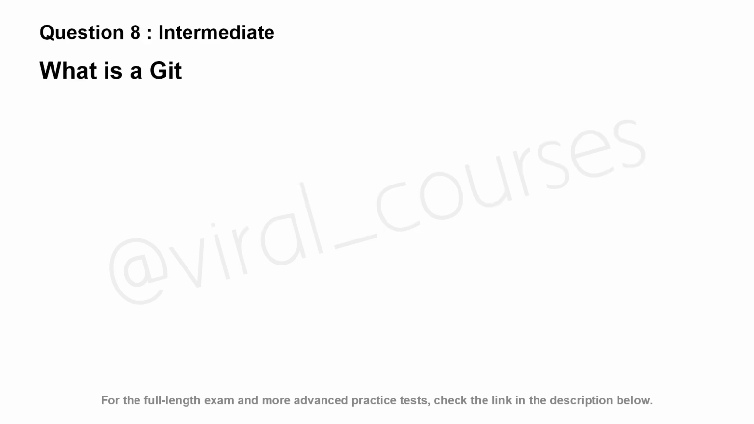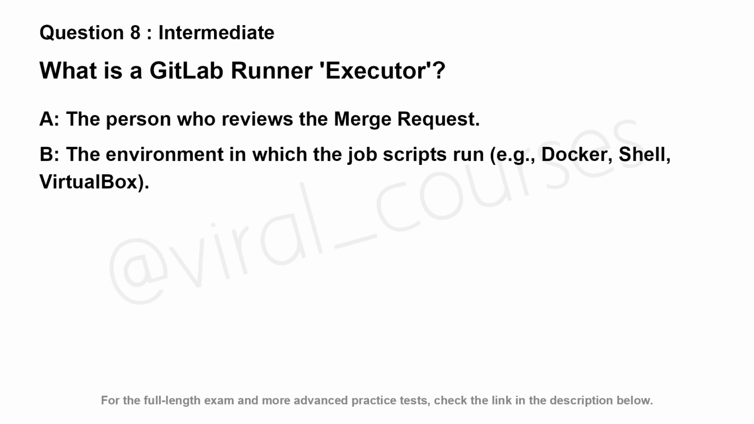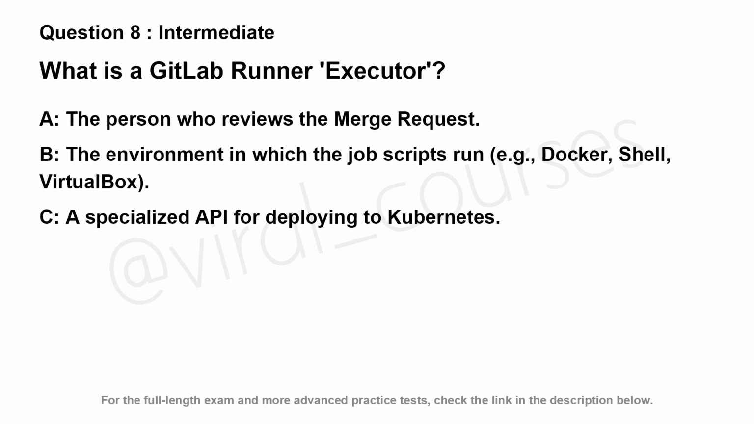What is a GitLab runner executor? Option A. The person who reviews the merge request. Option B. The environment in which the job scripts run, e.g., Docker, Shell, VirtualBox. Option C. A specialized API for deploying to Kubernetes. Option D. The hardware CPU of the GitLab server.